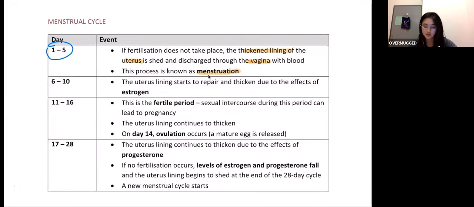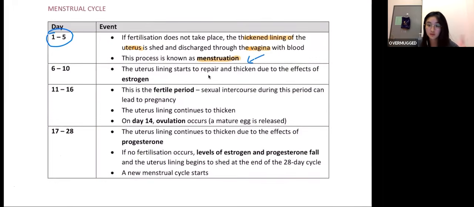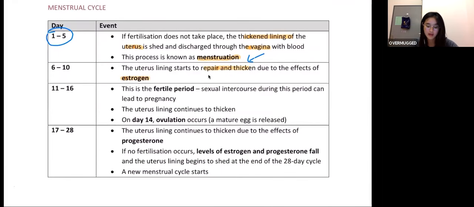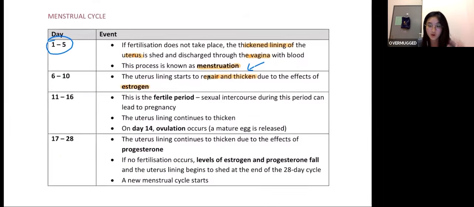That is menstruation. Okay, that's day 1 to 5. Now, from day 6 onwards, the sex hormone estrogen is going to repair and thicken that lining. Remember that all of that lining has been shed out of the body in day 1 to 5. So there's nothing left. So day 6 onwards, the body is going to start repairing and rebuilding that lining.